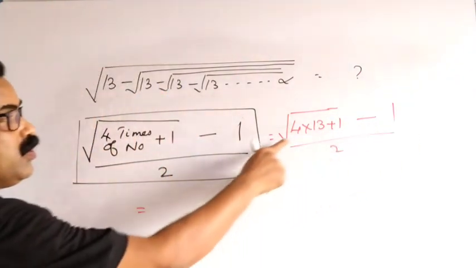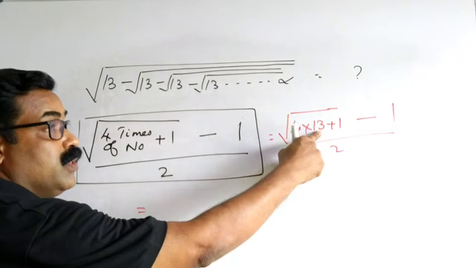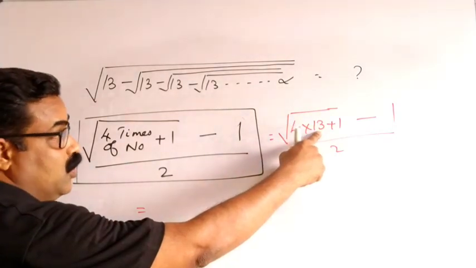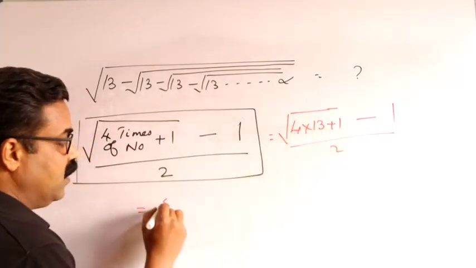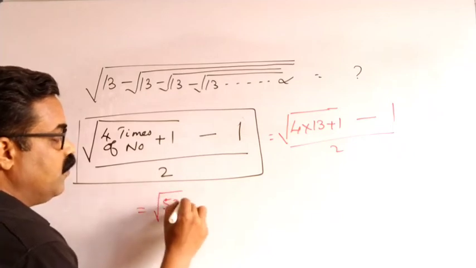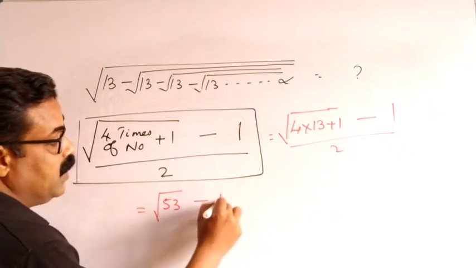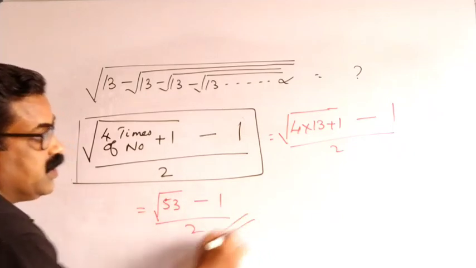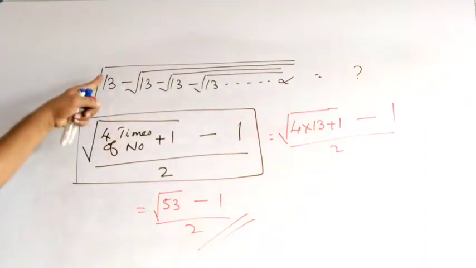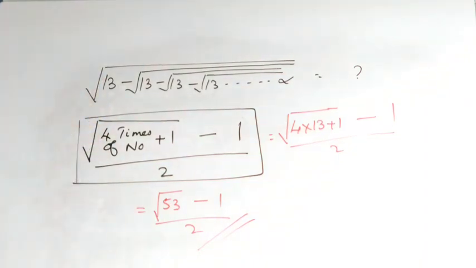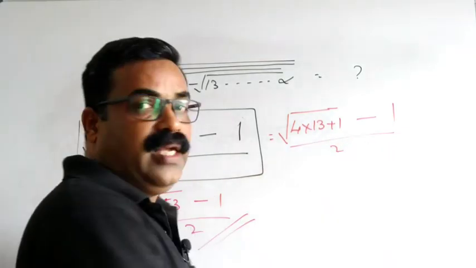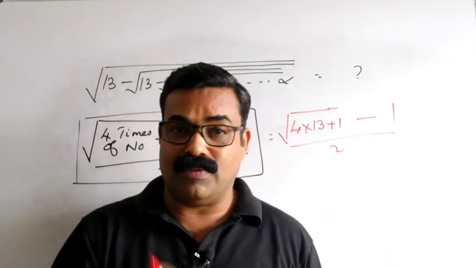So 4 into 13 is 52. 52 plus 1, 53. Root 53 minus 1 by 2. This is the answer for this number. So this will be there in your options A, B, C, D. Accordingly, you can mark the correct option.